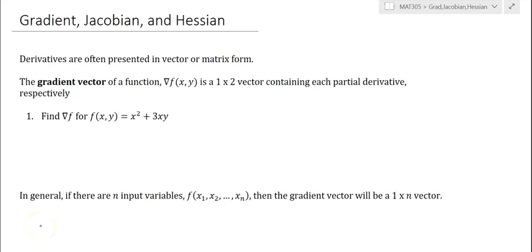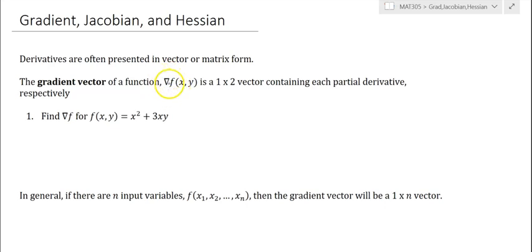This is one of those points where we are going to see linear algebra and calculus come together. And we're going to look at three specific types of vectors and/or matrices called the gradient vector, Jacobian, and the Hessian, or Hessian if you prefer. So what are these things? Well, the gradient vector is a vector pertaining to a function.